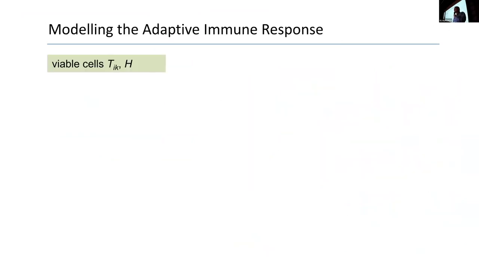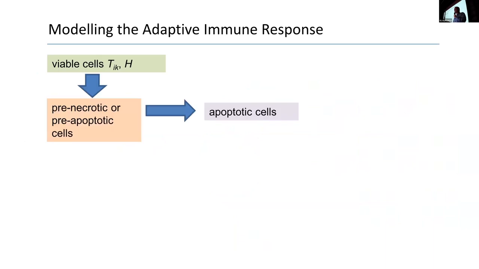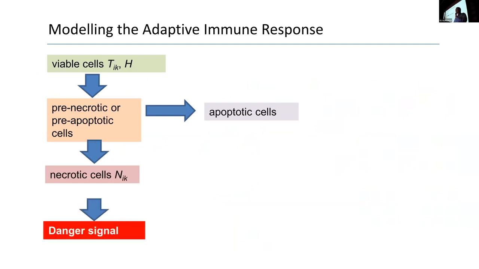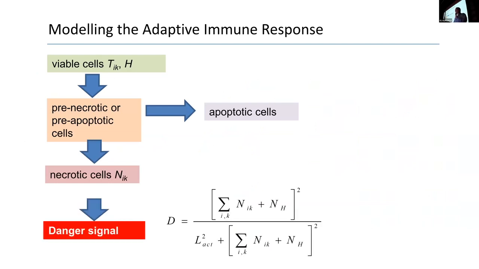How to get the danger signal? So we have viable cells, tumor cell population Ta-chi, and we have host tissue populations, and they will be irradiated, and by radiation, they will be damaged and transformed to pre-necrotic and pre-apoptotic cells. The apoptotic cells are not considered to activate the immune system in the same way as the necrotic cells. So there are different cell death mechanisms. The necrotic cells are assumed to strongly contribute to the danger signal.